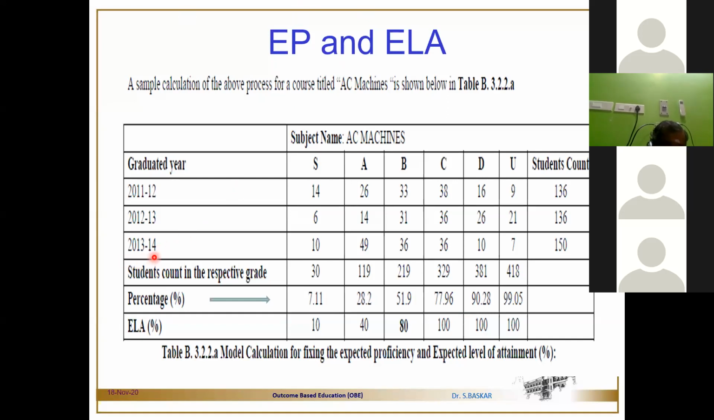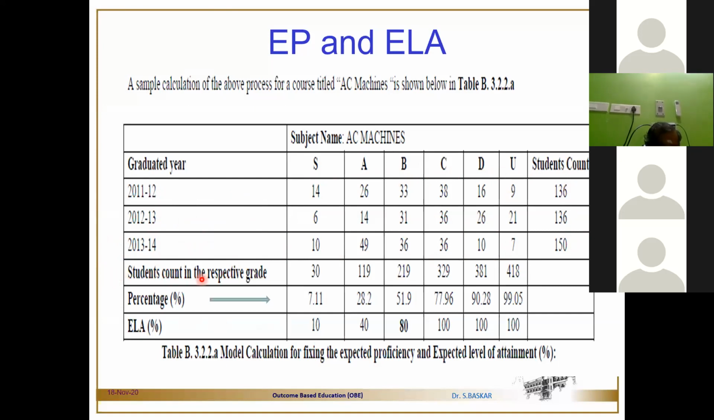We have considered the 13-14 academic year, 12-13, 11-12. For the same course, we have considered 3 previous years of data. For each academic year, we have counted the number of students who scored one particular grade, because in our college, we are following an absolute grade system. Therefore, S, A, B, C, D, U is nothing but the number of students who scored that particular grade in that course in various academic years. Same course, 2012-13, the performance. 2013-14, this is the performance. Total student count is this number.